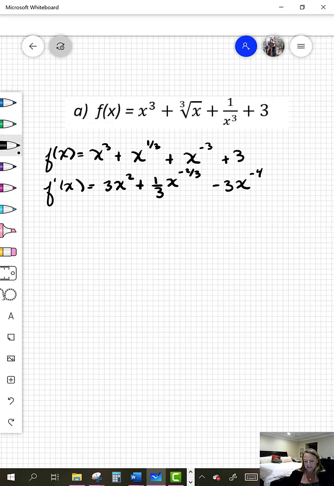We didn't have any negative exponents in this, and we had radicals, so let's just rewrite this. The derivative f prime of x is equal to 3x squared, plus 1 is going to be left in the numerator, 3x to the 2/3 power, which is the same thing as the cube root of x, squared, minus 3 all over x to the 4th power.